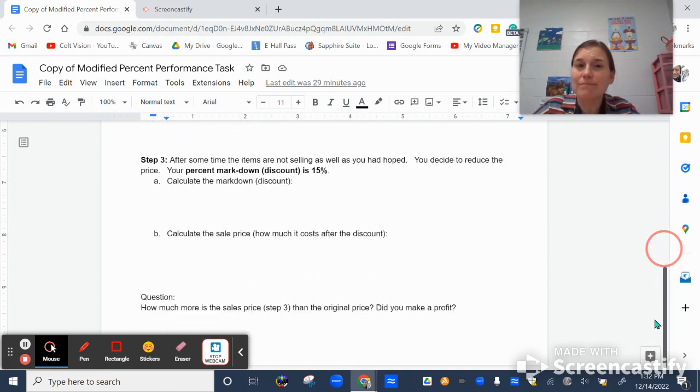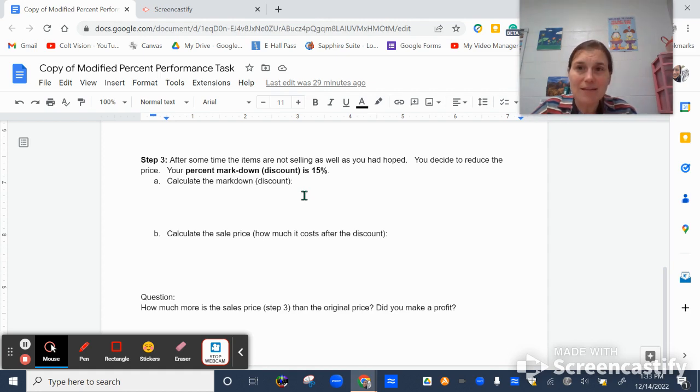Come down to step three. After some time, the item is not selling. So you're selling for a certain amount. It's not selling well, so you decide to reduce it and use a discount. Your discount is 15%. So you're going to use this 15% discount rate to come up with the actual discount in money.